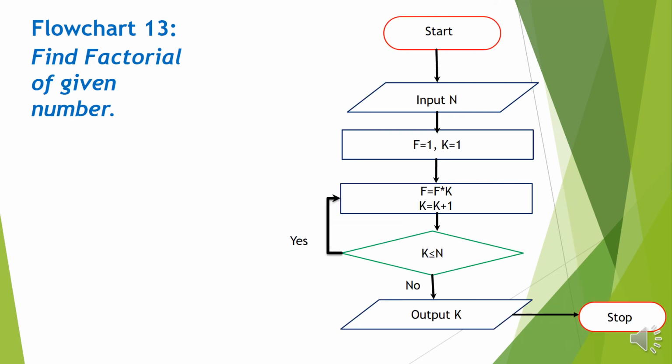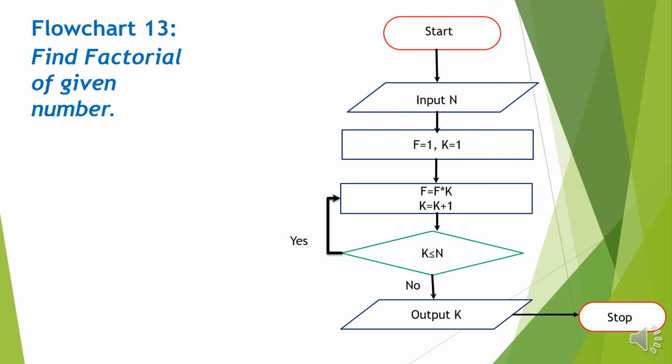Problem number 13, flowchart to find the factorial of a number. For this purpose, we need only one variable to input, and we take the n variable as input. In the next step, we are doing the calculations, means we are starting two other variables f and k with the value one. In the next step, we are multiplying f with k, and we are increasing the value of k by 1. In the next step, we have the decision symbol.